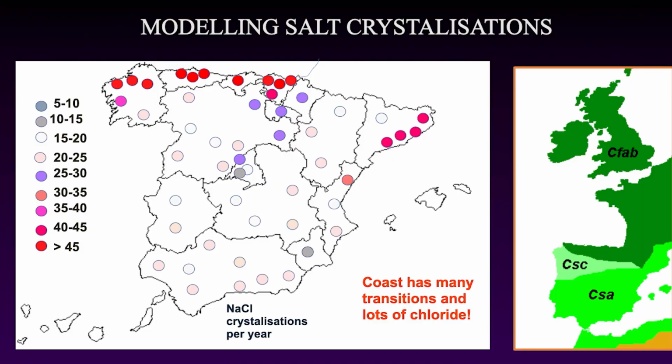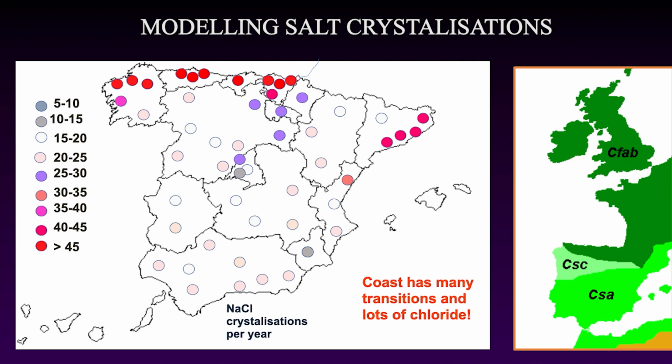We can also think about salt crystallization in terms of a more familiar climatology, the Köppen climatology, and here we see modeling of salt crystallizations, a number of salt crystallizations for sodium chloride, an unhydrated salt, in Spain each year. And what we see is that the largest number of transitions are found right along that northern coast of Spain near Asturias and provinces like that.